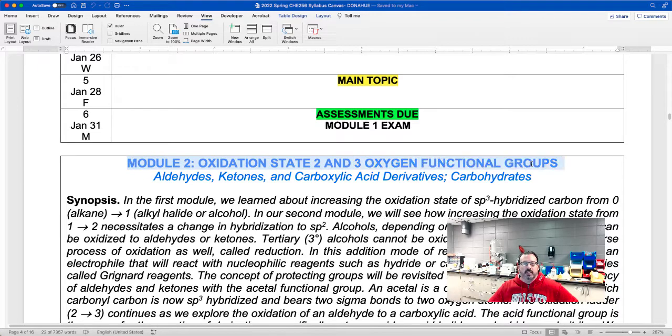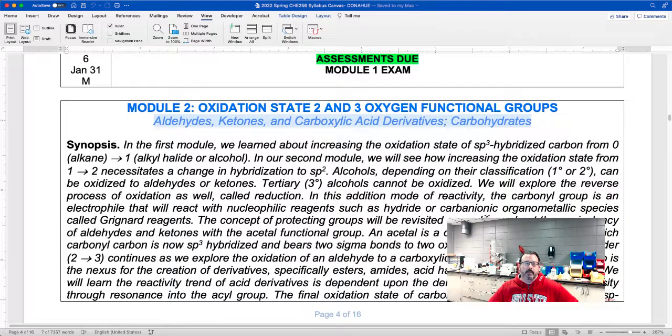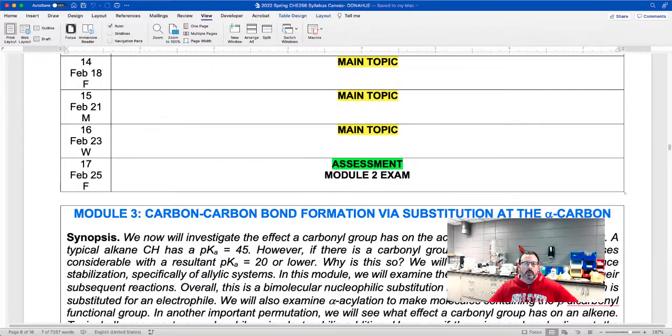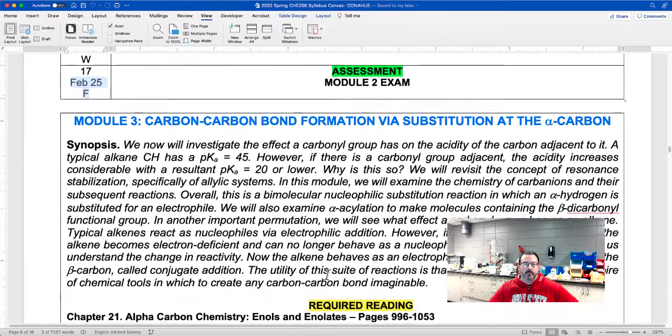Module 2 is oxidation state 2 and 3, oxygen functional groups. That's aldehydes, ketones, and carboxylic acids, as well as carbohydrates. You'll have your Module 2 exam February 25th, that's a Friday.